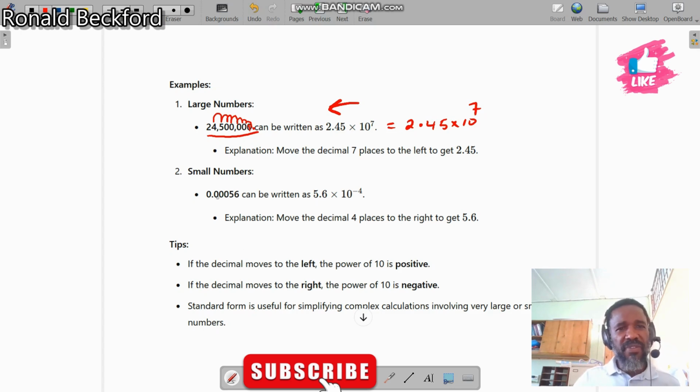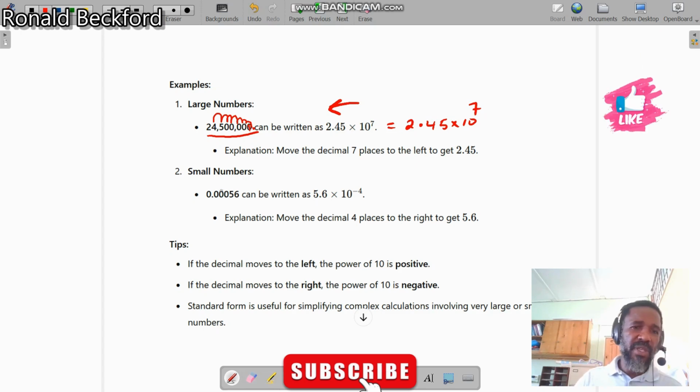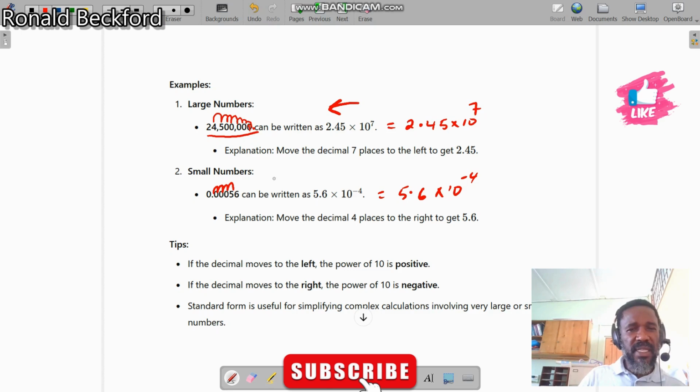Now, for example 2, we have a very small number. Again, the number before the decimal point here is a 0. When writing a number in standard form, we move the decimal point until there is only 1 non-zero term before the decimal point. So we have to move to our right in this case: 1, 2, 3, 4. So this number here is 5.6 times 10 to the power of negative 4. Because the decimal point was moved to our right, the power of 10 is negative. That's how you approach all numbers when writing them in standard form.